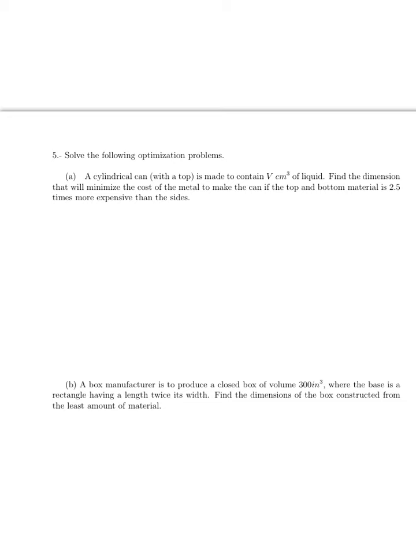All right, so now let's move on to the optimization problems. So let's start here with what we are given. We're given the volume, and you want to maximize or minimize the expenses or the surface area. So remember that the volume is equal to pi r squared h, and the surface area is equal to 2 pi rh, which is the side of the cylinder, plus 2 pi r squared, which is the top and the bottom of the cylinder.